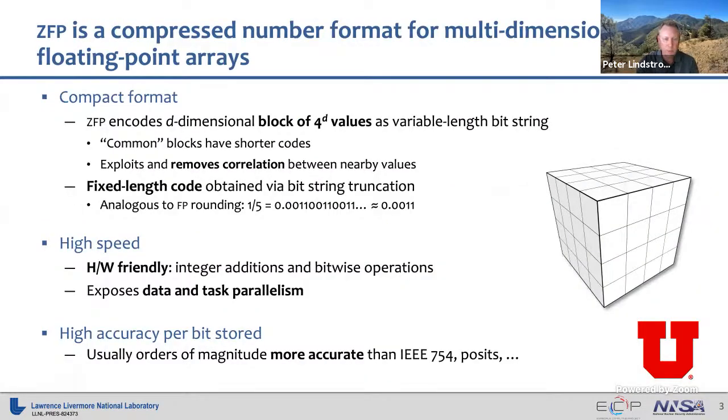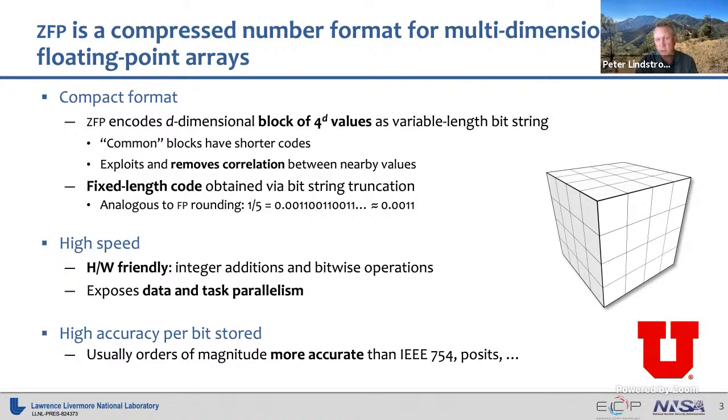The way ZFP works is that it partitions a d-dimensional array into small blocks of 4 to the d values. So a 3-dimensional array would be partitioned into 4 by 4 by 4 blocks of floating point numbers. Then ZFP encodes those to a variable length bit string. Naturally, common blocks of floating point numbers that occur more often will have shorter codes, and that's how you get compression out of it.